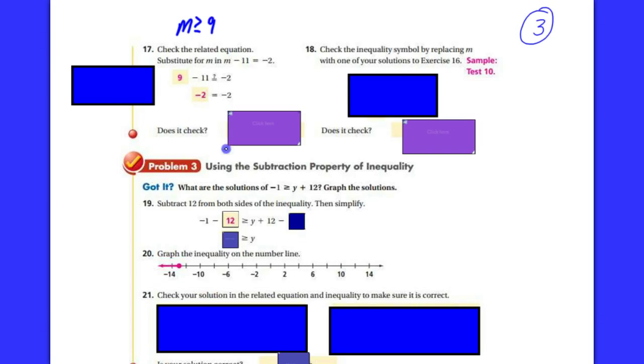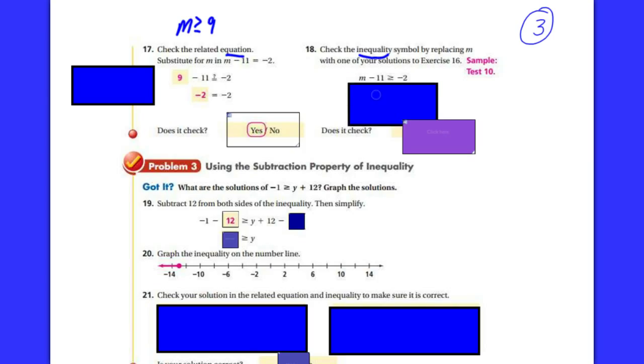Then down here it says, does that check? Well, yes, it does. Okay, because that's a true statement. All right, you're just checking here. Number 18, it says, now check the inequality symbol. Okay, so do you see the difference here? This is just the check. You're checking the equation, and this one you're checking the inequality. You want to know, is it true that it's all numbers greater than 9 if I substitute a value back into the equation? That's what they're doing here.